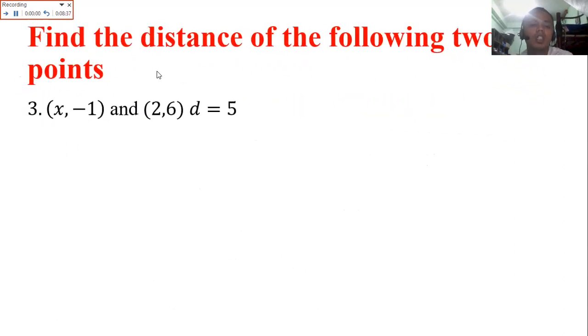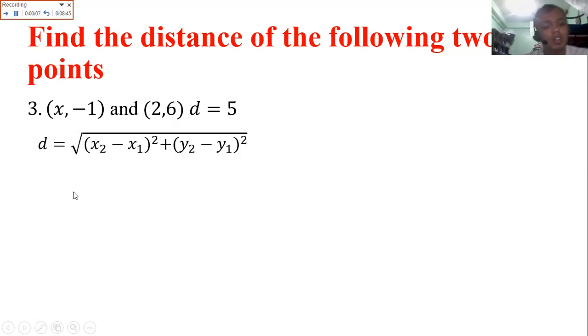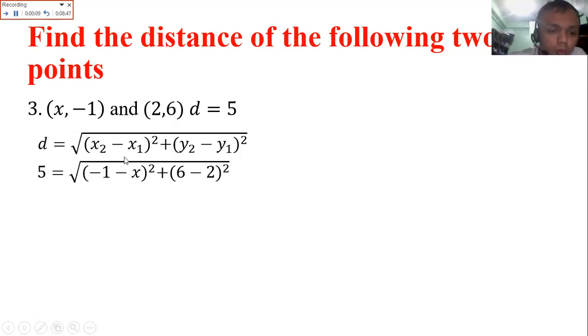Next, find the distance of the 2 points. This time naman, iba na. Given na yung distance. Missing naman yung x sub 1 natin. Okay, substitute na, your x sub 2 is 2.